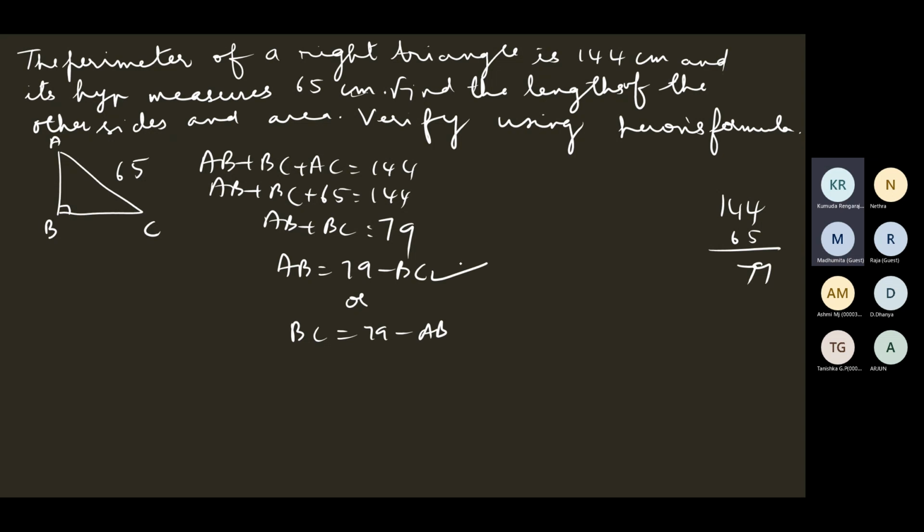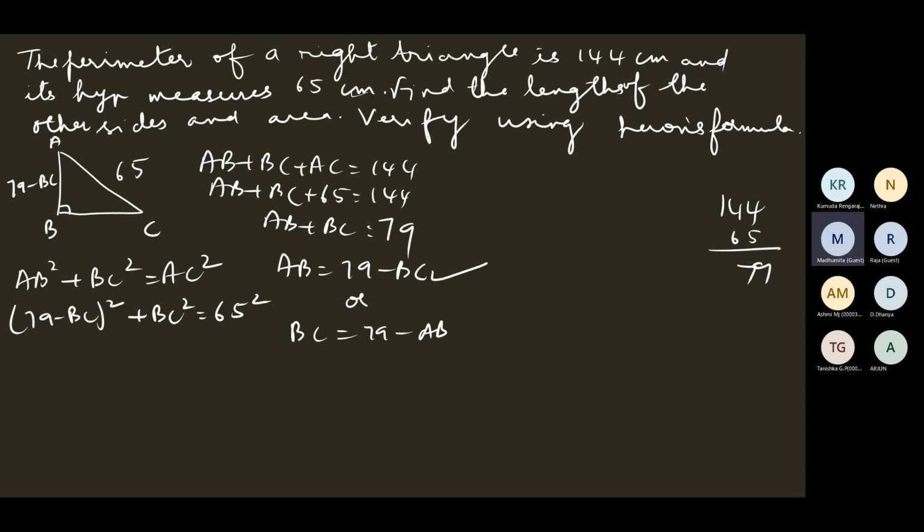Supposing you go with AB is equal to 79 minus BC. BC is BC only. And AC is 65. Now let's connect the three things using Pythagoras theorem. We know that AB squared plus BC squared is equal to AC squared. AB squared is 79 minus BC the whole square, plus BC square is equal to AC square, 65 square.